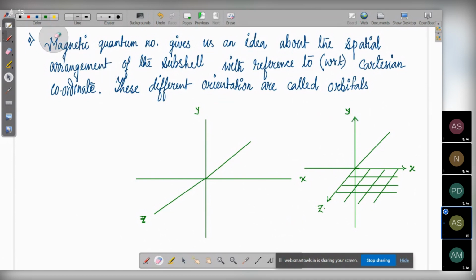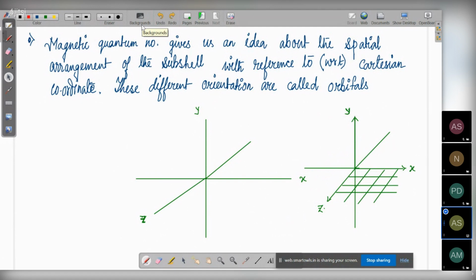Now this is what is being said: the magnetic quantum number actually tells us how the subshell is arranged. Is it arranged like this? Is it like this? Or is it arranged in this way, or somewhere in between like this? So what is the position of these different subshells? That is what is told by the magnetic quantum number.